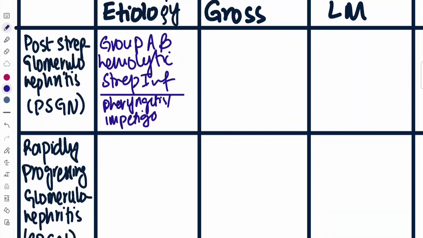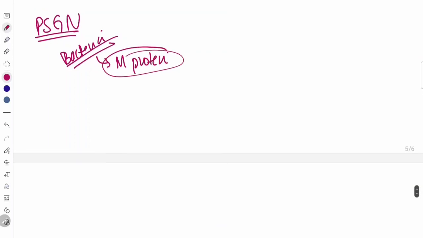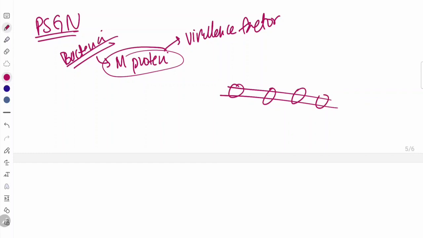Now it's important to understand this, so let's do this. So in PSGN, what will happen? In response to a bacteria, I told you what kind of bacteria it is, group A beta hemolytic strep, and it's nephritogenic strains. Okay, these strains have an M protein in it. This M protein is what? It is a virulence factor. You call it a virulence factor.